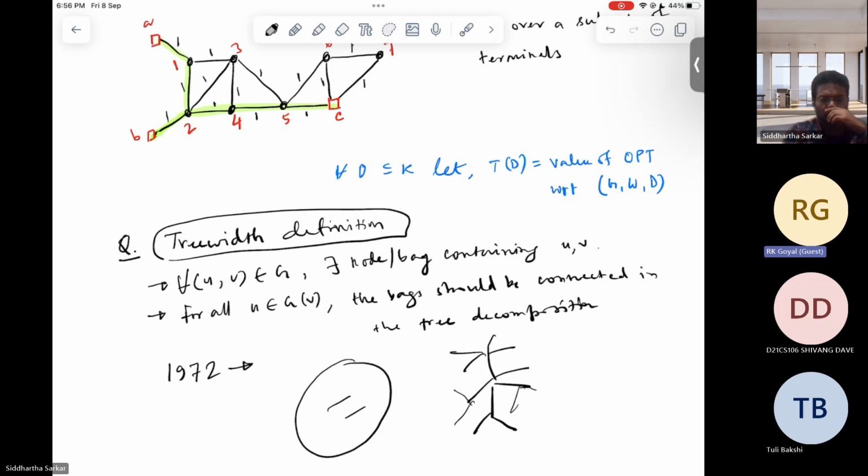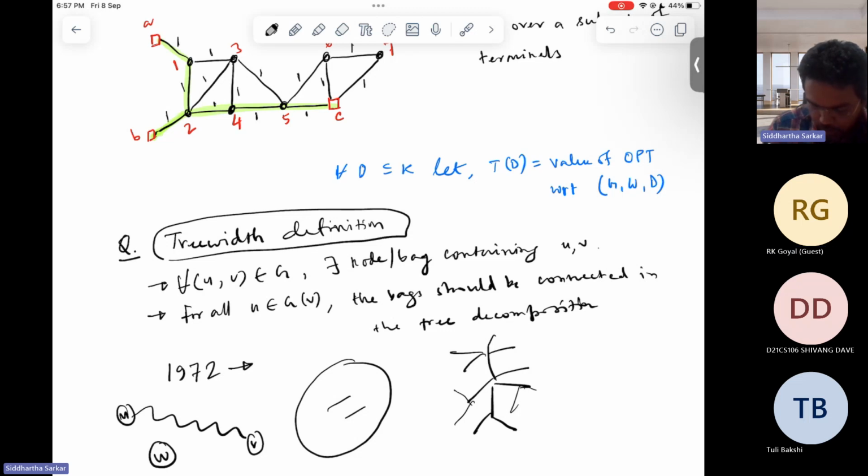While maintaining the connectivity among the bags, are we introducing some redundant connections which were not there in the graph? So the question is, if there was a vertex U and a vertex V which are connected by a path, and there was a vertex W which was not connected to them, then whether all the nodes in the tree decomposition containing W are separate from the nodes containing U.